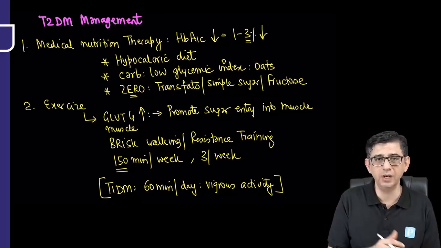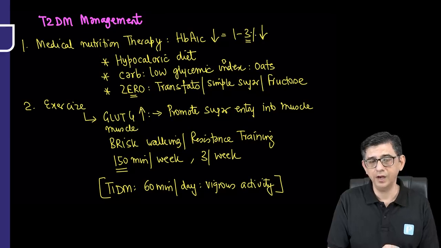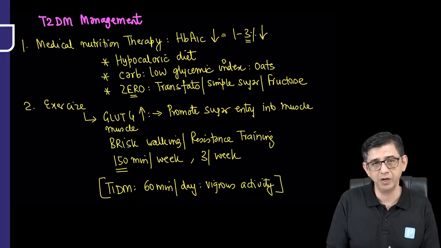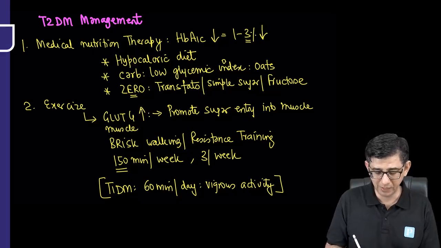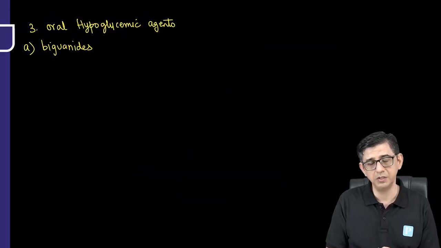And if you increase physical activity, you burn more sugar, and that helps in achieving glycemic control. So these two steps are of paramount importance for management of patients of type 2 diabetes mellitus. And then comes the role of oral hypoglycemic agents.